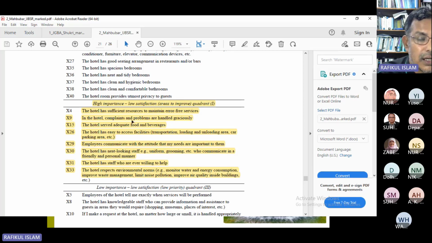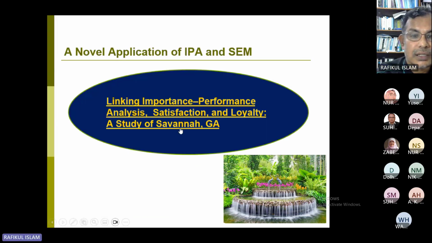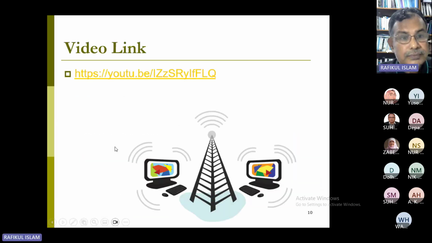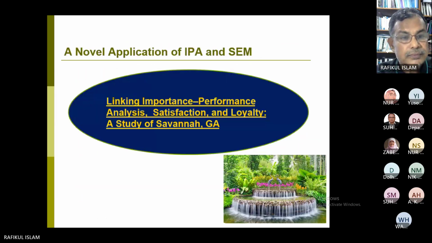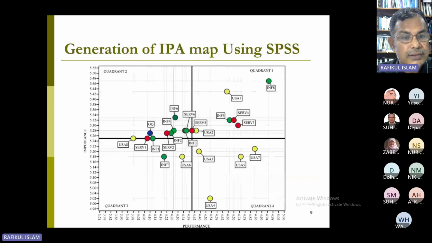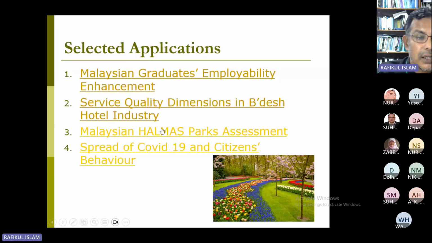That means the customers, the hotel guests, have given high importance, but the satisfaction level is low. So particularly these are the items that have to be improved. Let's go to the third one. Where is this? Okay, this one.